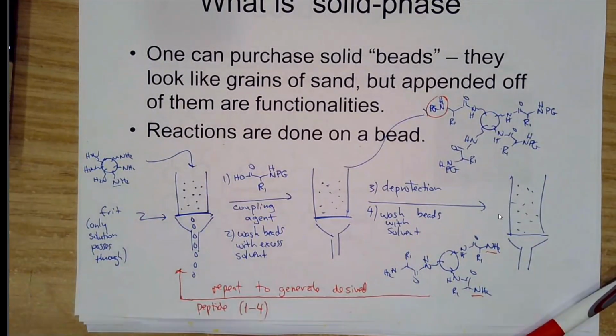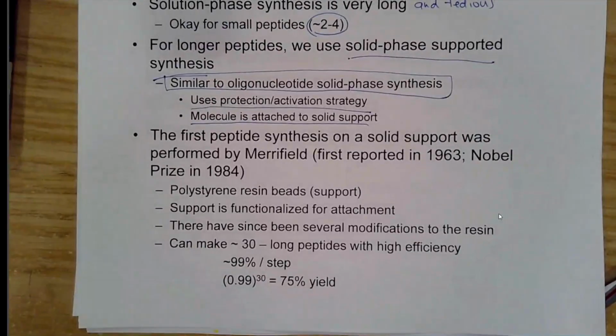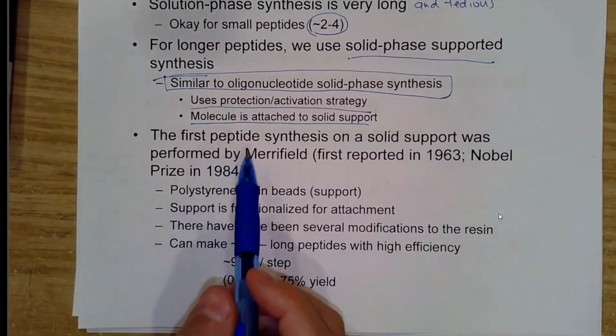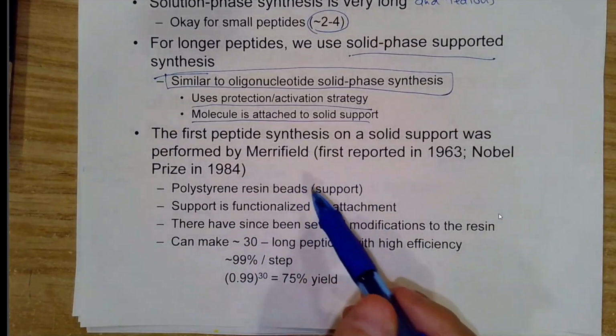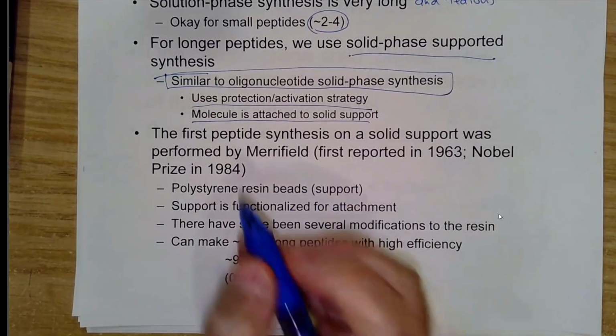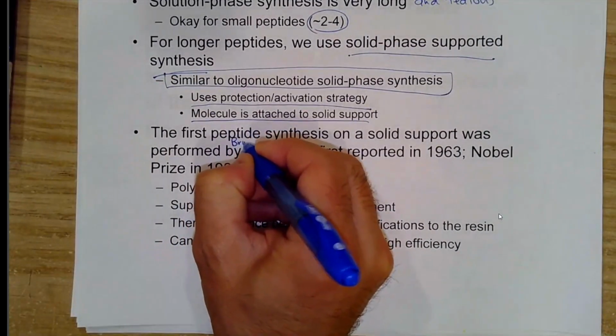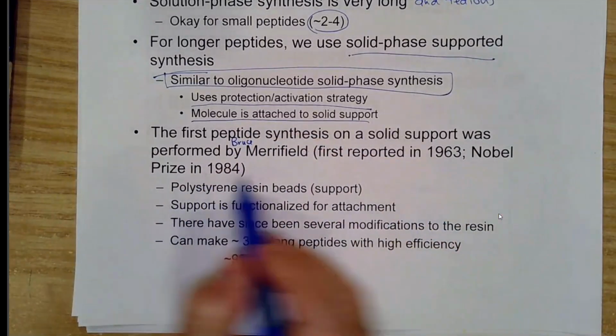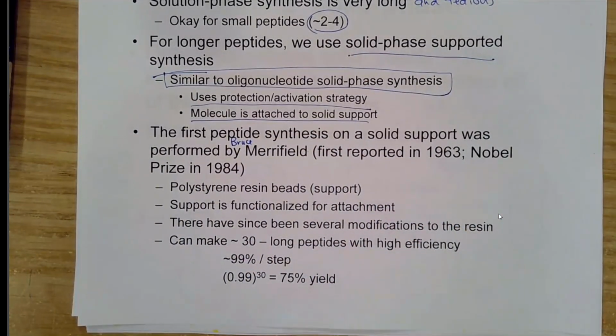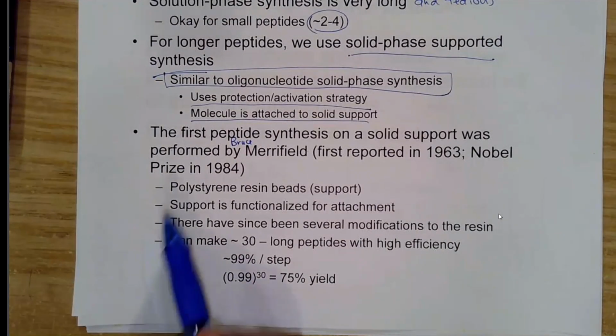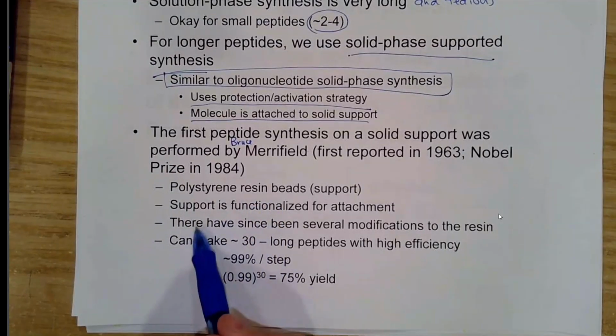So I will just go back to the slide that I had previously. This first peptide synthesis actually was reported and performed by Bruce Merrifield. He actually won the Nobel Prize in '84. He first reported it in 1963, in which he developed the synthesis of insulin on solid support. It's a polystyrene resin, which we'll talk about in a second.